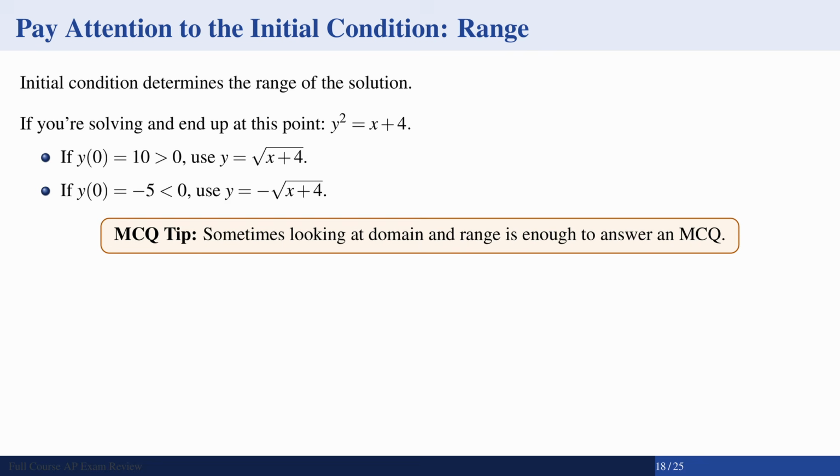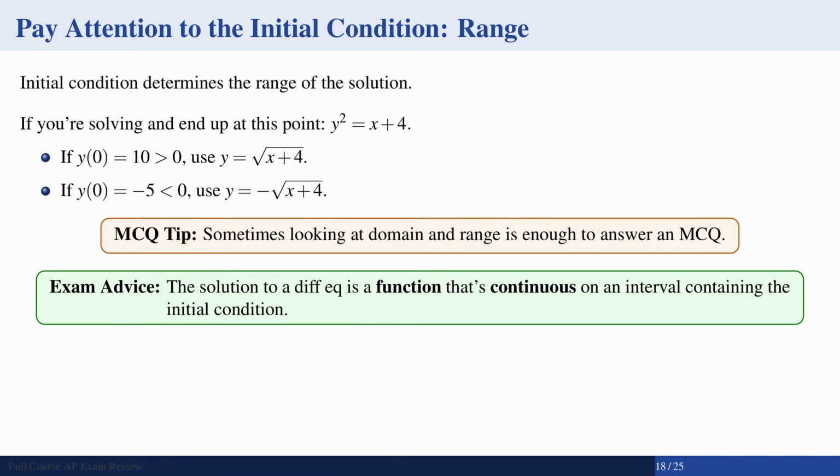Sometimes on multiple choice, it's actually enough to just plug in the initial condition and it'll wipe out one or two of the answer choices, which is just a great technique. And here I'm just reiterating again, the solution is a function. That's why we have to choose either the positive or negative square root. That's continuous, which is why we have to choose the domain on an interval containing the initial condition. So the initial condition is doing a lot of work.